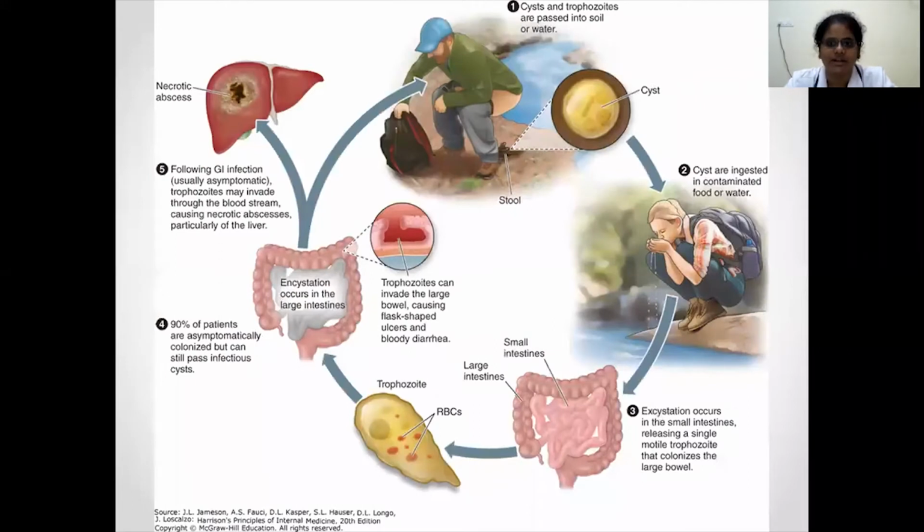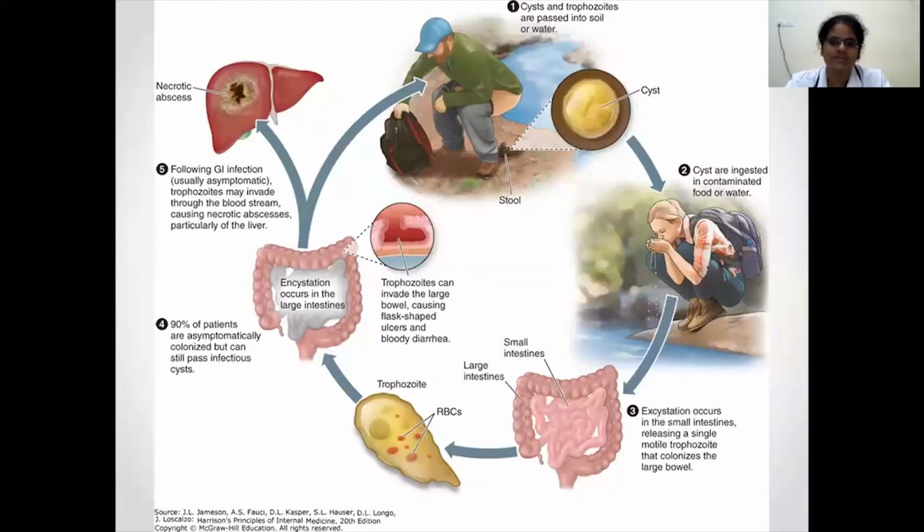This is the life cycle of Entamoeba histolytica. The main infective form will be the tetranucleate cyst. Ingestion of contaminated food and water with viable tetranucleate cyst. Excystation will occur in the small intestine, releasing a motile trophozoite. In 90% of the patients who are asymptomatic carriers, these motile trophozoites will act as commensals. Further, encystation will occur in the large intestine, and the tetranucleate cyst will be excreted in the feces.